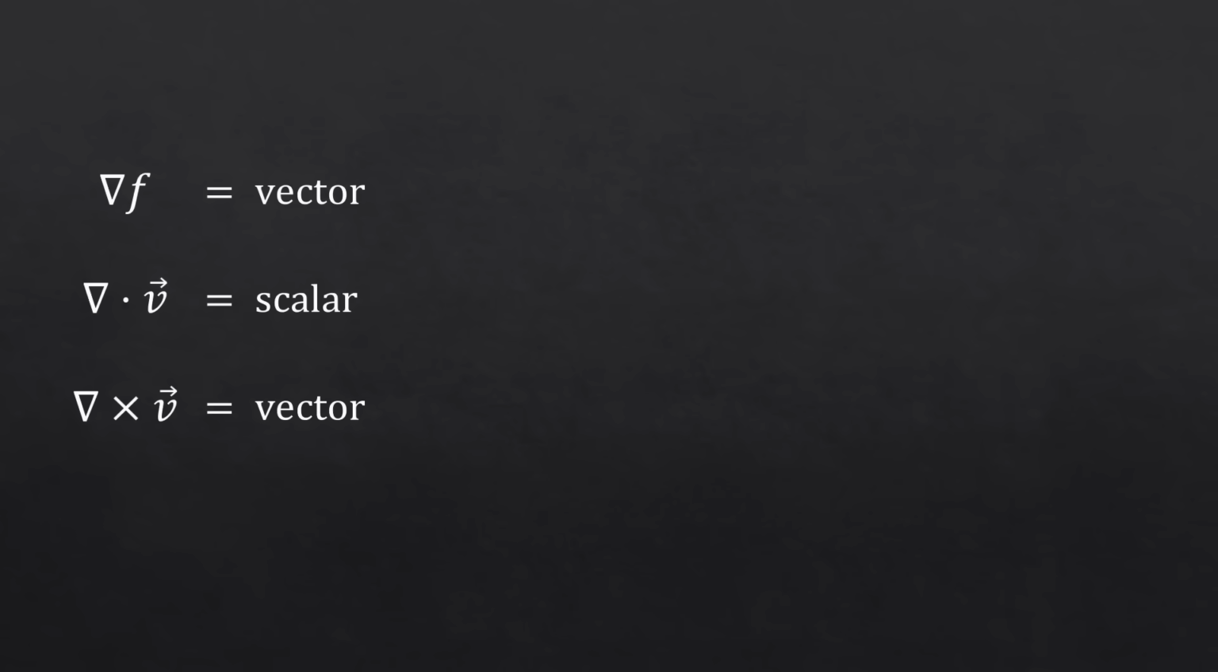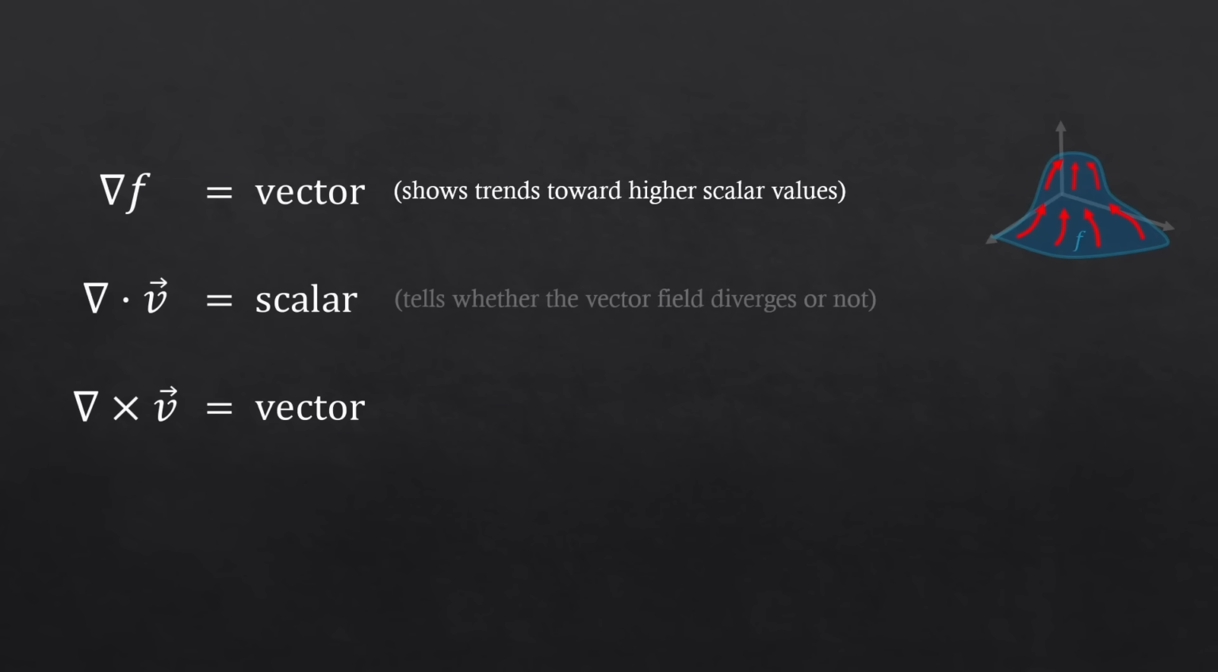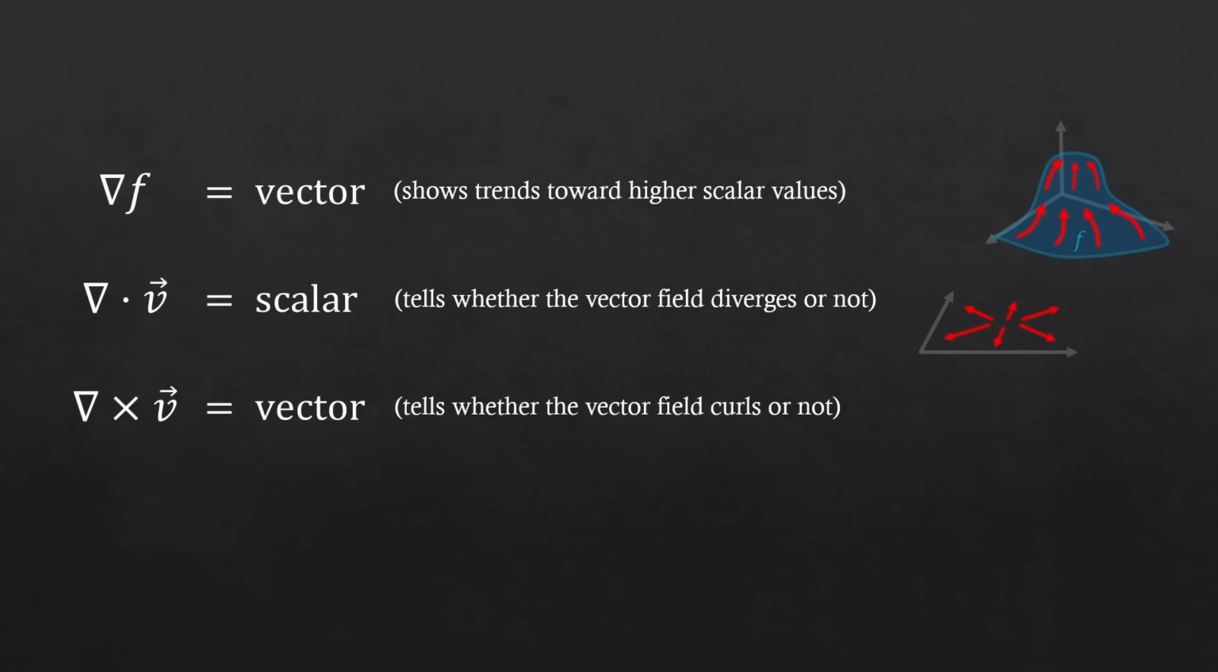Alright, so let's summarize. Gradient of a scalar gives a vector which shows trends toward higher scalar values. Divergence of a vector gives a scalar which tells whether the vector field diverges or not, and we studied this by looking at the changes in density. And curl of a vector gives a vector which tells whether the vector field curls or not. If the answer is pointing upward, it means counterclockwise rotation. If it's pointing downward, then it's clockwise rotation. I'm telling you, these are very useful mathematical tools to understand fields in physics.